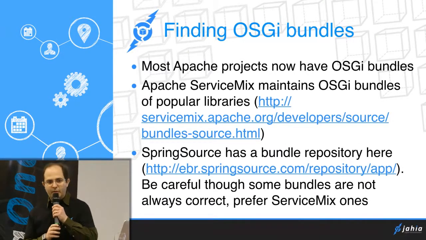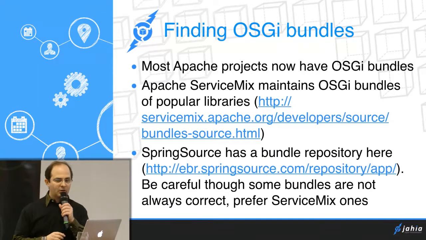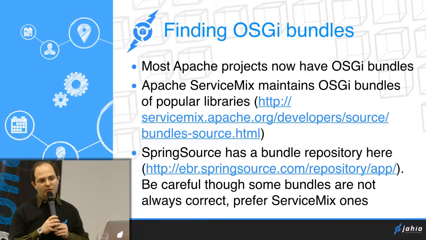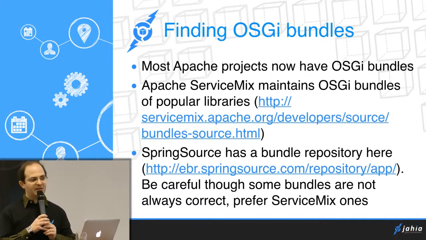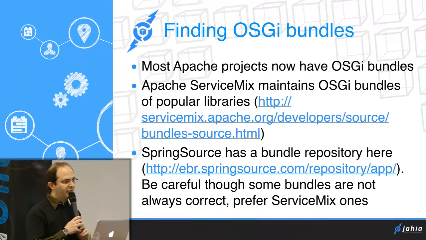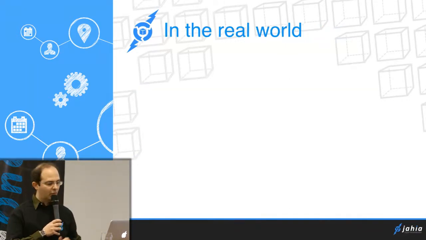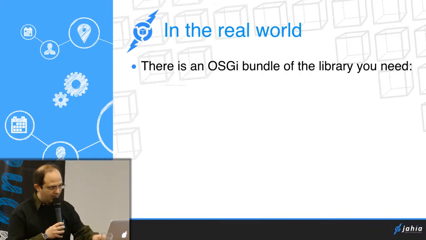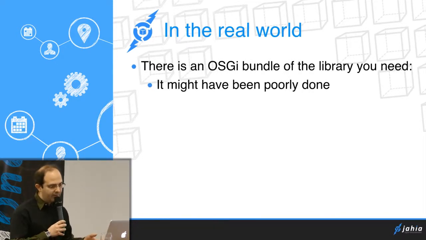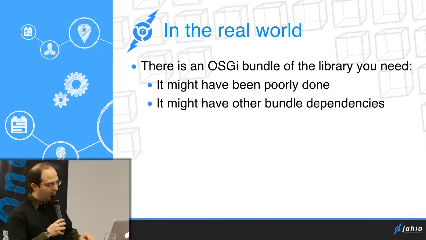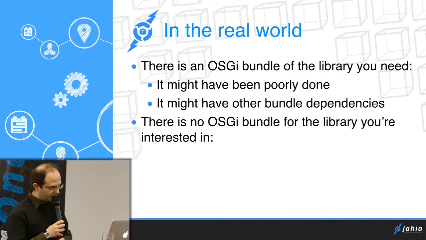And finally, the SpringSource site also has a repository, but the problem is that it's no longer maintained. So you have to be careful. If you find something in there and it's also available in ServiceMix, you should take the ServiceMix ones because they're better quality and they're more recent. So, as I said, if you find it, you have to double check it because it might have been poorly done. It might have other dependencies.